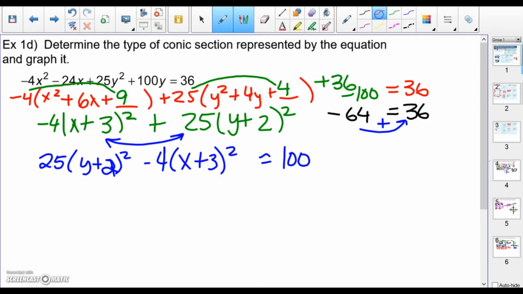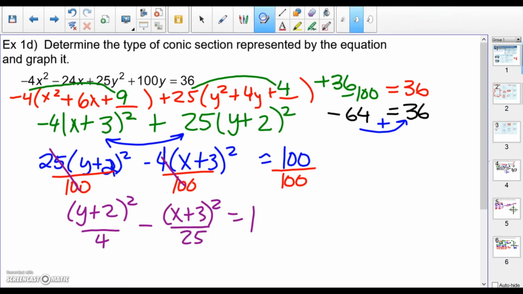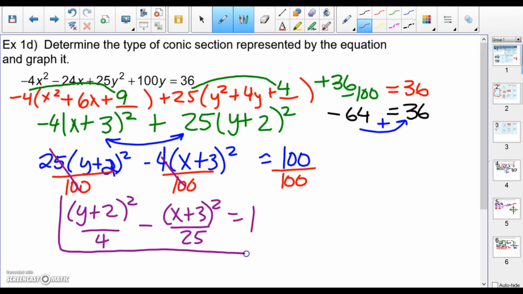Okay. Now I want this equal to 1. Your standard form is going to be equal to 1, so we're going to divide all terms by 100 and reduce those fractions. So 25 goes into 100 4 times. I see y plus 2 squared over 4. And 4 goes into 100 25 times. So we have x plus 3 squared over 25 equals 1. There's my equation, and that is a hyperbola.